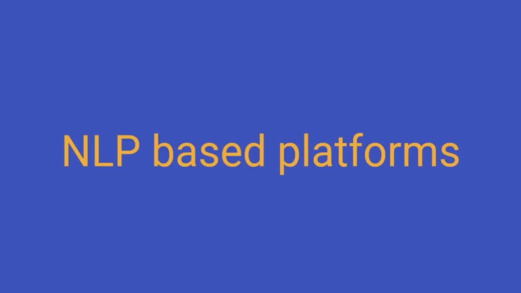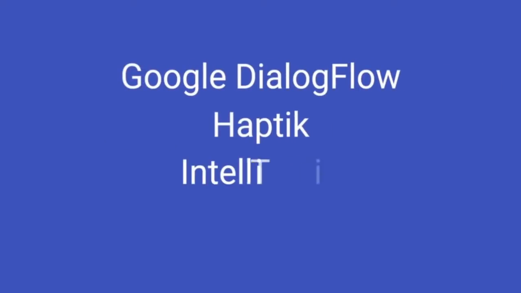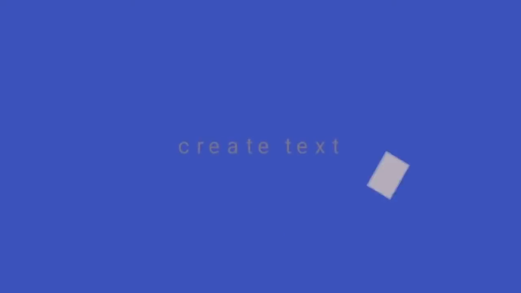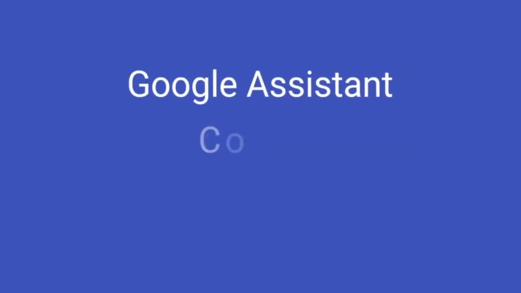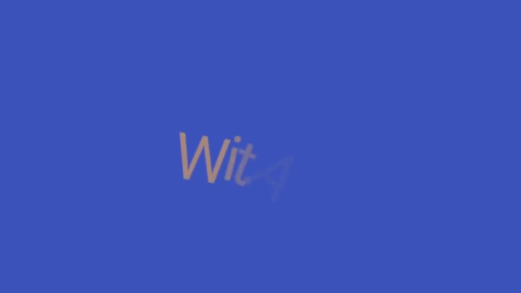NLP-based platforms. NLP-based platforms allow you to make full use of natural language, enabling you to create a more complex bot that offers your users an immersive and authentic experience. Tools such as Google Dialogflow, Haptik, Intellitix, and Wit.ai make use of artificial intelligence that learns from user input. They offer a wide array of features, such as the ability to create text and voice bots, and can be integrated with mobile wearables as well as Google Assistant, Cortana, and Facebook Messenger. Some of these platforms are free, like Wit.ai, others offer both a free option and the ability to upgrade, while some may require a paid, upfront subscription.